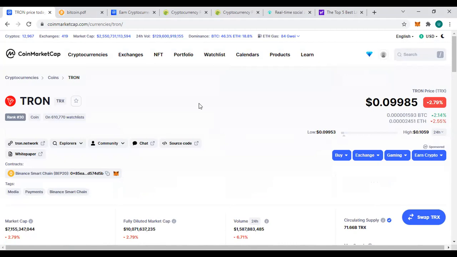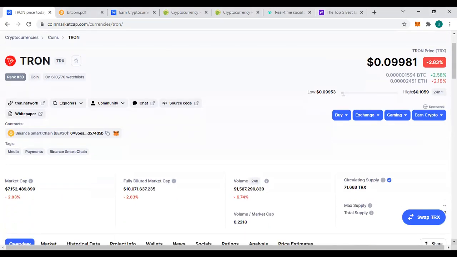Market cap. Okay, I think it should be 10 billion. Let me count. Sorry, you are close, but you are not perfectly correct.